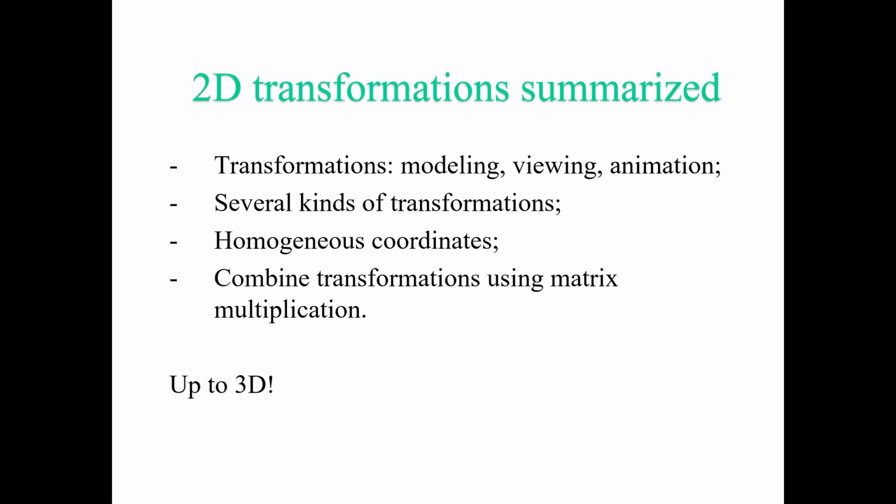Now I'm going to summarize your 2D transformation as a whole, whatever we have studied. We have studied the modeling things, the viewing, the animation things, how we can transform the objects. We have learned many variety types of transformations, and with that we have learned homogeneous coordinates. And lastly, we have seen the combination of all the transformations by using matrix multiplication. With all this, your 2D transformation topics get over.